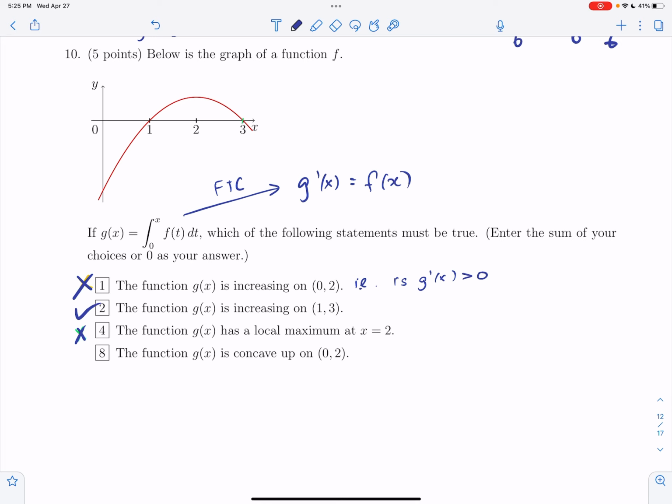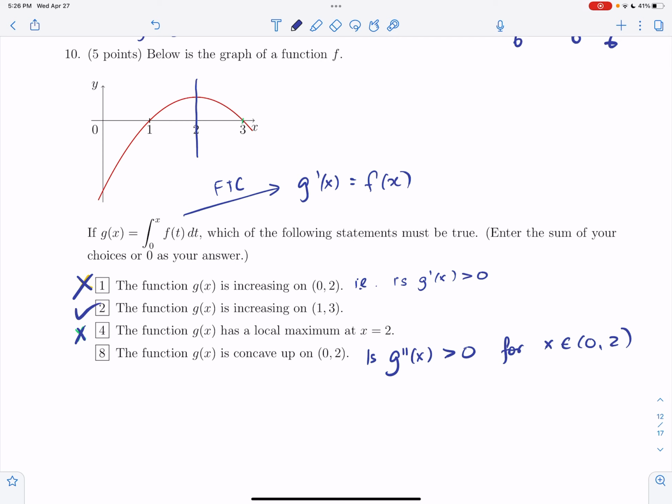The function g is concave up on 0 to 2. When is a function concave up? A function's concave up when the second derivative is positive. So the question is, is g double prime positive from 0 to 2? Okay, well, let's take a look. What do you have over here? What is this red graph?